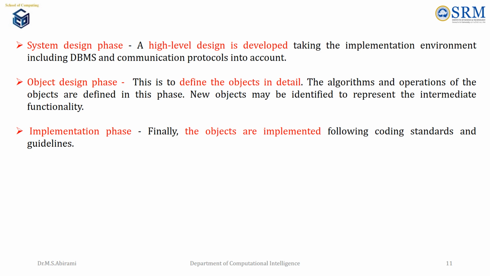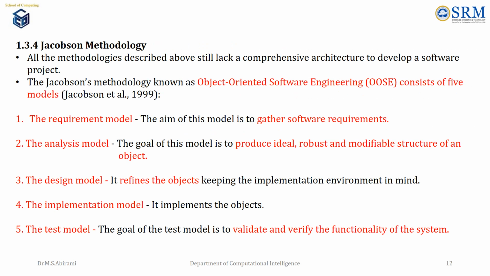In the system design phase, a high level design is developed, taking the implementation environment, including DBMS and communication protocols, into account. The object design phase is to define the objects in detail. The algorithms and operations of the objects are defined in this phase. New objects may be identified to represent the intermediate functionality. In the implementation phase, the objects are implemented following coding standards and guidelines.